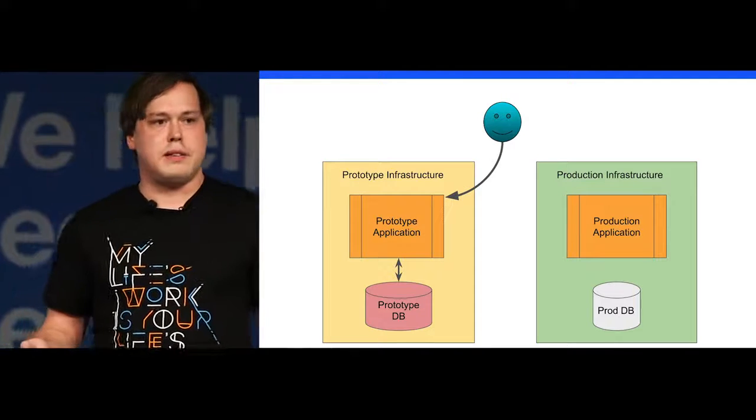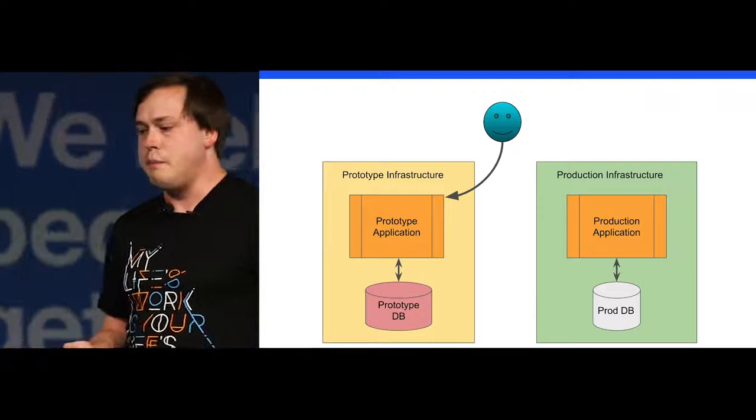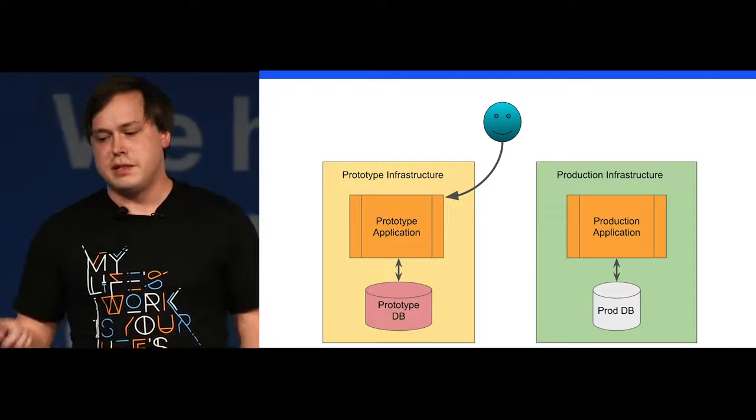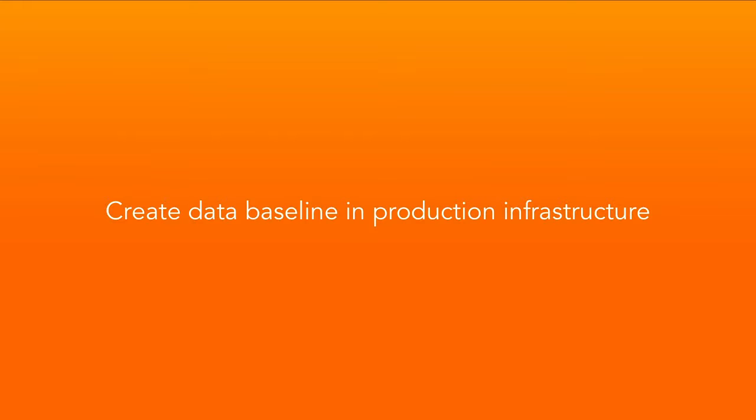Once I was able to validate that all the properties were good between the prototype and the production, I was able to wire it up. And so now we've got step one of things being provisioned, but as you can see, we don't have any data. So what we wanted to do was create a baseline in our data in the production infrastructure and build on that as users were transferred to the new infrastructure.